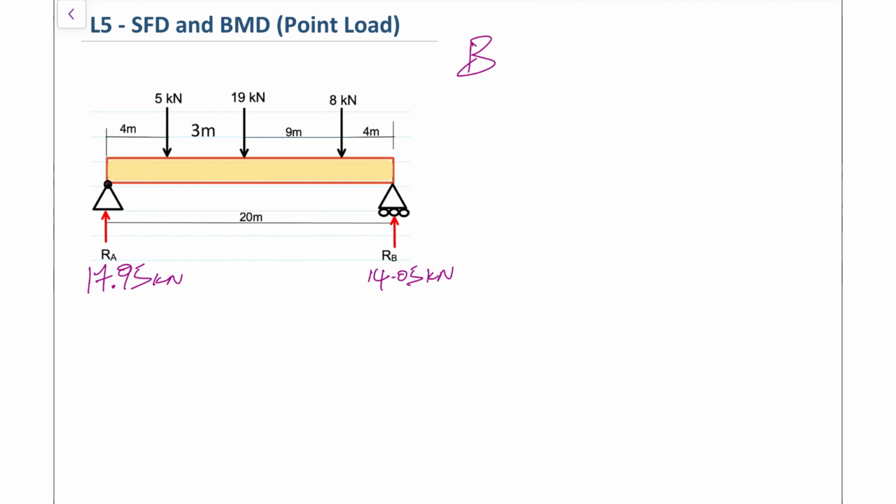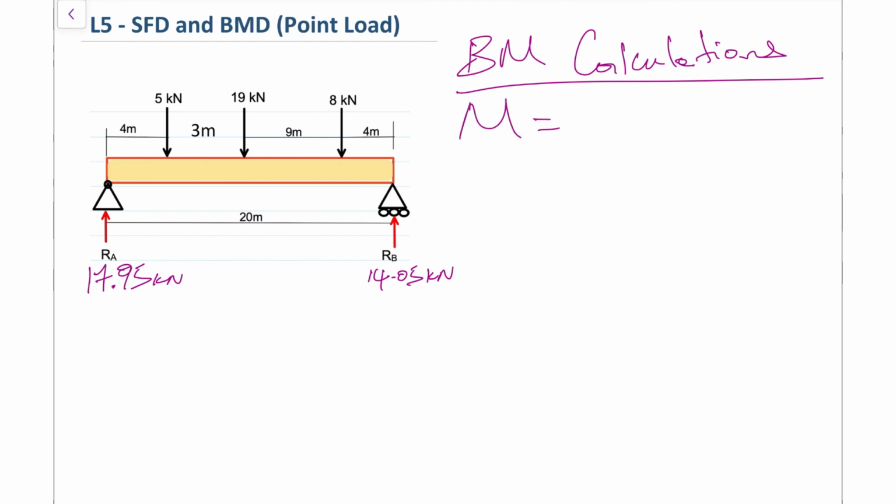So for the bending moments, we have to do our bending moment calculations. And that's what we're going to get into now. And once we finish with those, we just need to literally plot those points. And to do the bending moment calculations, we're just going to use this formula to find the moments, which is the same as before, force multiplied by perpendicular distance.